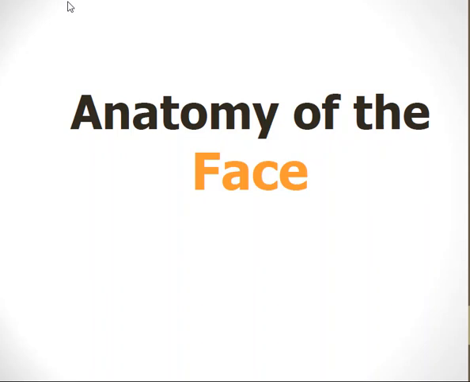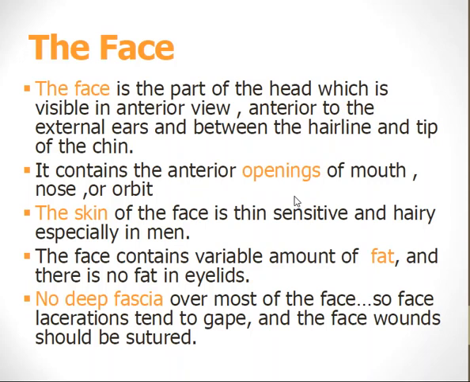The second part of our lecture about the scalp and the face is the anatomy of the face. The face, as a region visible in the anterior aspect of the head, is the area extended between the hairlines above and the tip of the chin below, and laterally extends to the points of what is called the external ears. Now the face as a region contains important openings, for example, the mouth, the nose, and the orbit, both on each side.